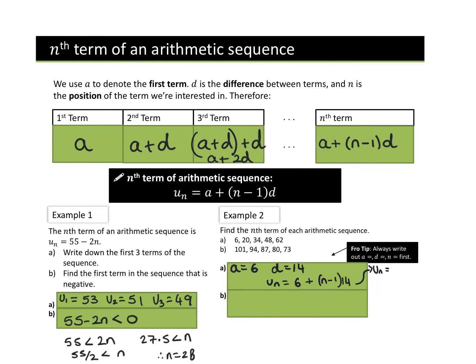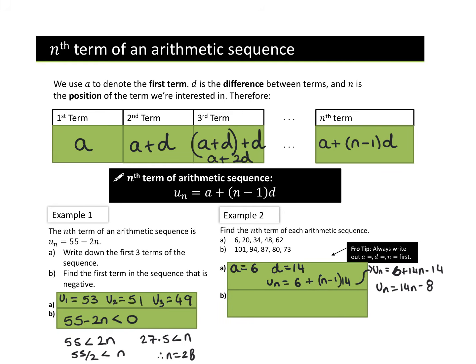u_n equals 6 plus 14n minus 14. So u_n equals 14n minus 8. And this is the formula for the nth term. Now, some of you may remember doing, how do you get from 6 to 20? 14, so it's 14n, and then 14 to 6 is minus 8. You remember doing that at GCSE? Very long time ago. Well, you would have done that in like year 9. You could still do that.